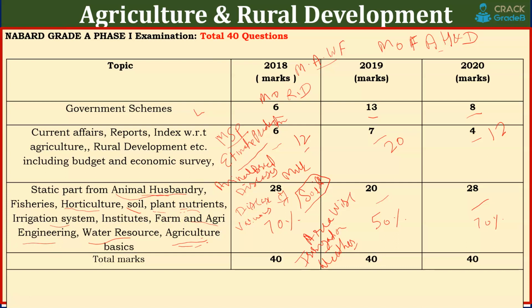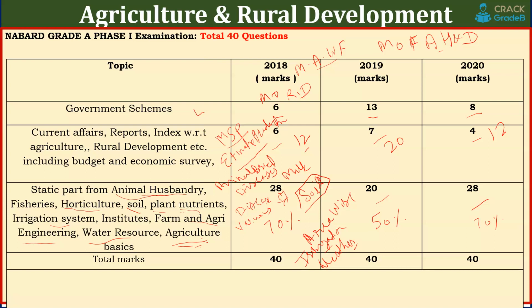So basic concepts you can study, no need to go in depth, because agriculture itself is a vast subject. Like farm and agri engineering, a 4-year subject. Horticulture is a 4-year subject. Animal husbandry is a 4-year subject. Fisheries also a 4-year subject. I mean, separate degrees are being done in these subjects. So that is vast, and you cannot cover all the topics. So better to focus on specific content or basic concepts. At least you have to cover that, and that is being covered in our study material.